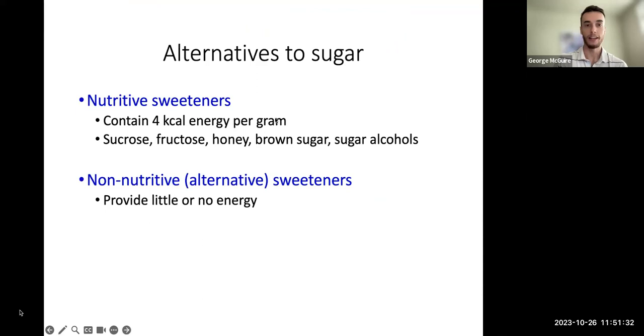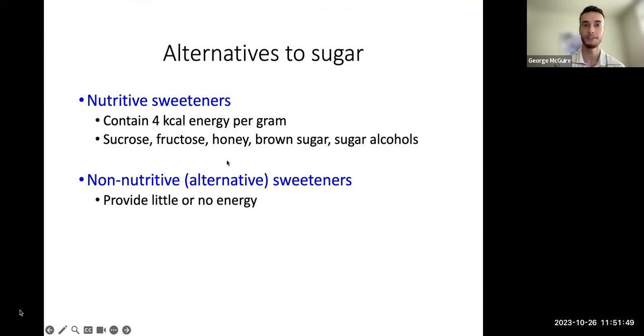And so we have sweeteners that are actual sugar or actual carbohydrate, and we refer to those as nutritive sweeteners. So sucrose, fructose, honey, brown sugar, sugar alcohols, those are all nutritive sweeteners, and they provide energy. They provide 4 kilocalories per gram.